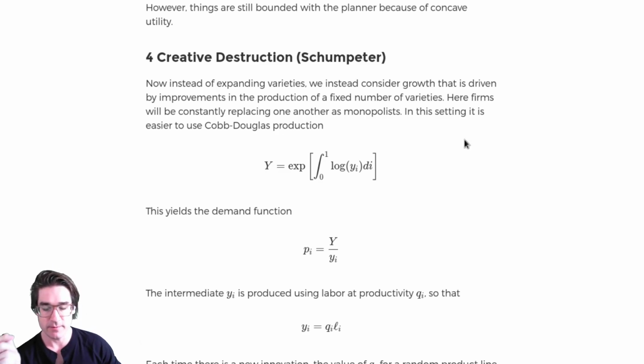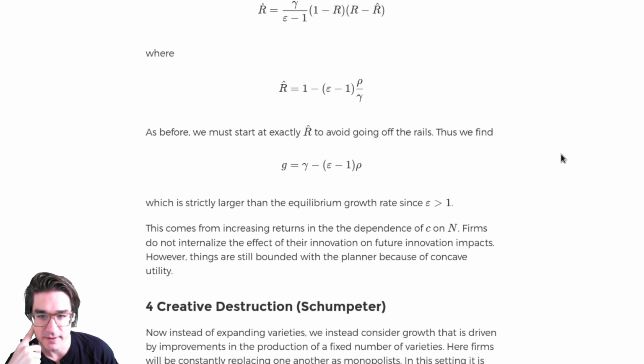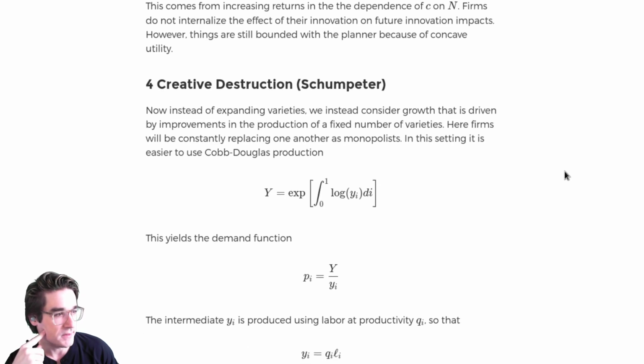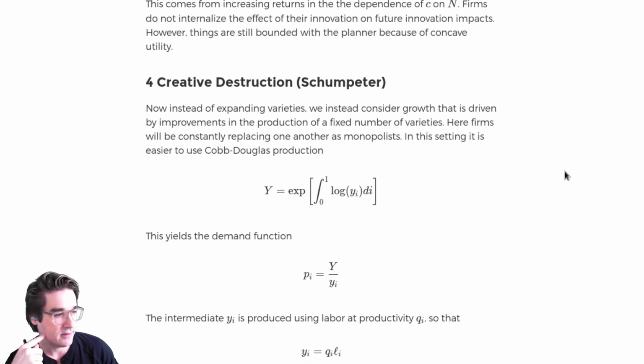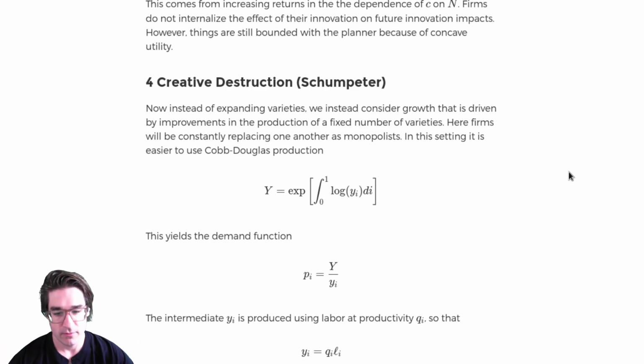So we basically finished up the bulk of expanding varieties. We figured out what the equilibrium outcome is, what the growth rate is, and the share of labor devoted to R&D and production and all those good things. We did that in the equilibrium setting, or the decentralized setting, as I'll sometimes call it, and in the social planner setting, and we saw that there was underinvestment in the equilibrium setting relative to the social planner.